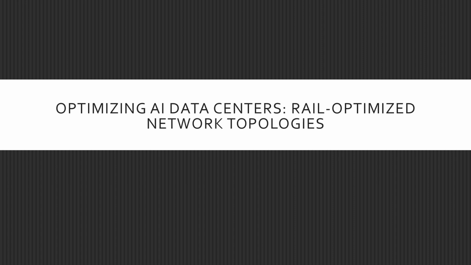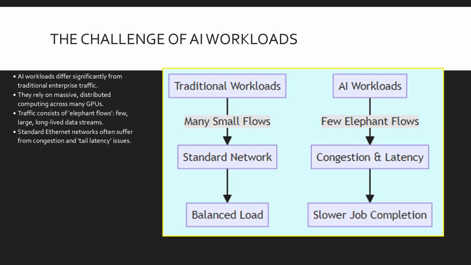Welcome to this training session on AI data center design. Today we'll explore why traditional network designs fall short for modern AI workloads and how rail-optimized topologies provide the high-performance communication required for large-scale model training. Let's get started. To understand rail optimization, we must first understand the problem.